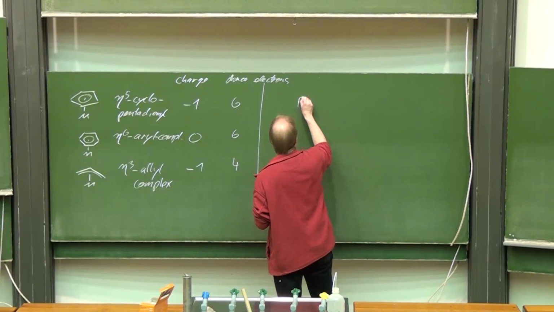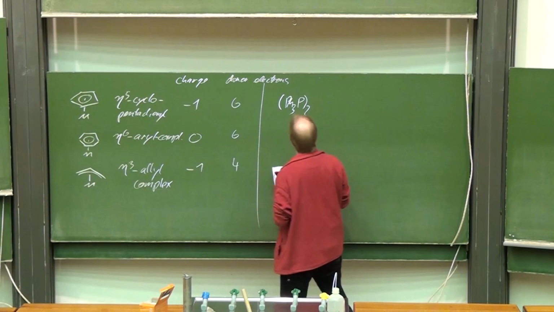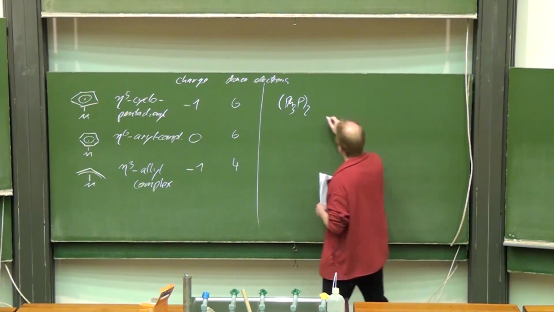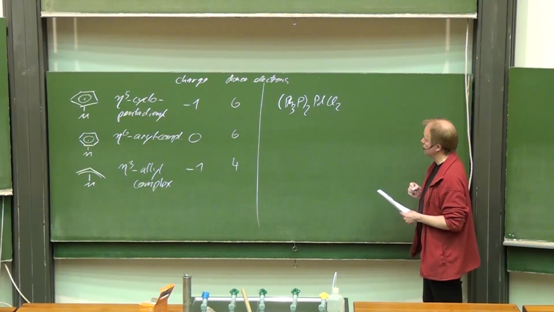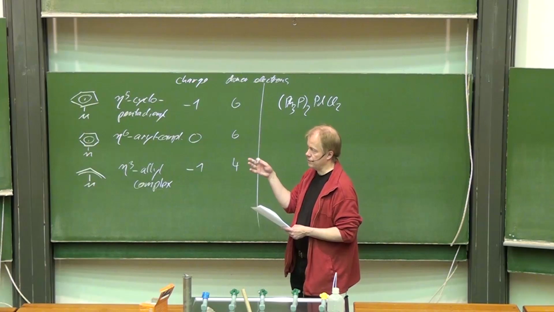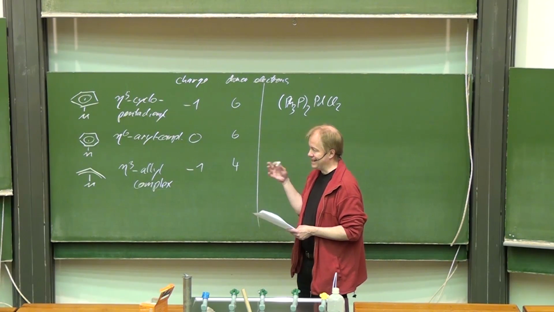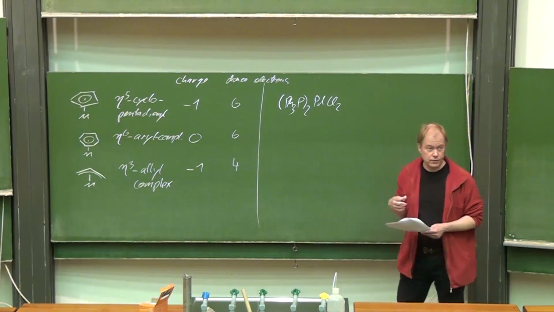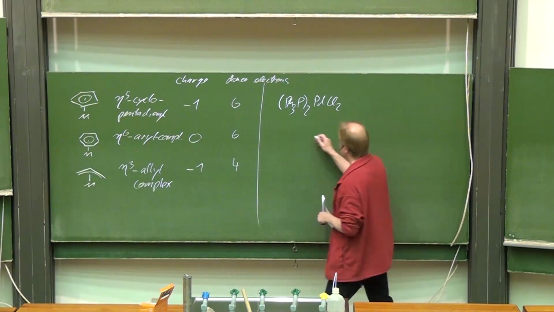Well, let's have a look at this complex, bis(triphenylphosphine)palladium dichloride. While the tetrakis(triphenylphosphine)palladium complex has a tetrahedral coordination sphere, in this case, it is square planar.